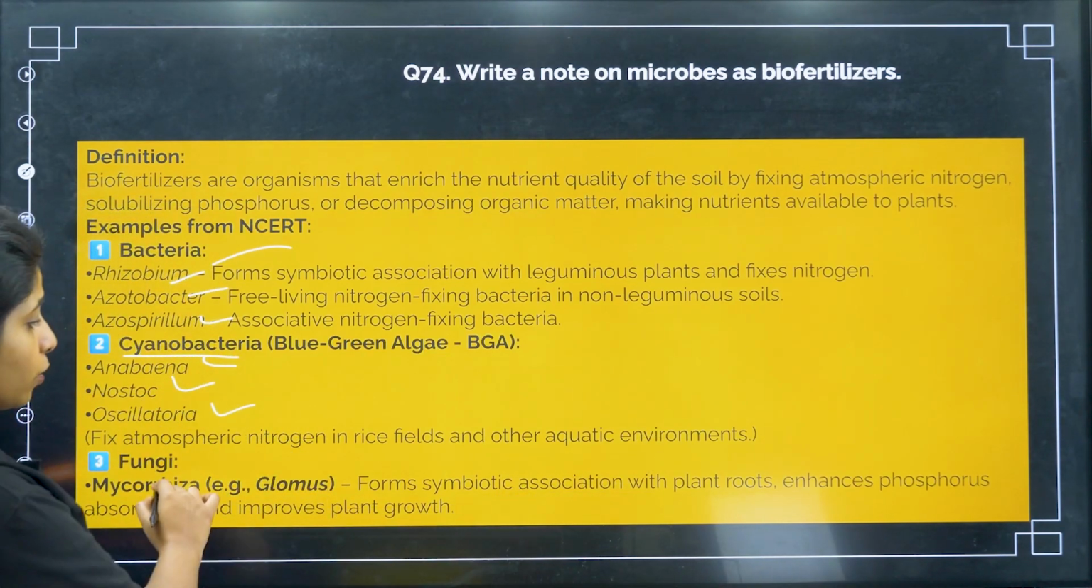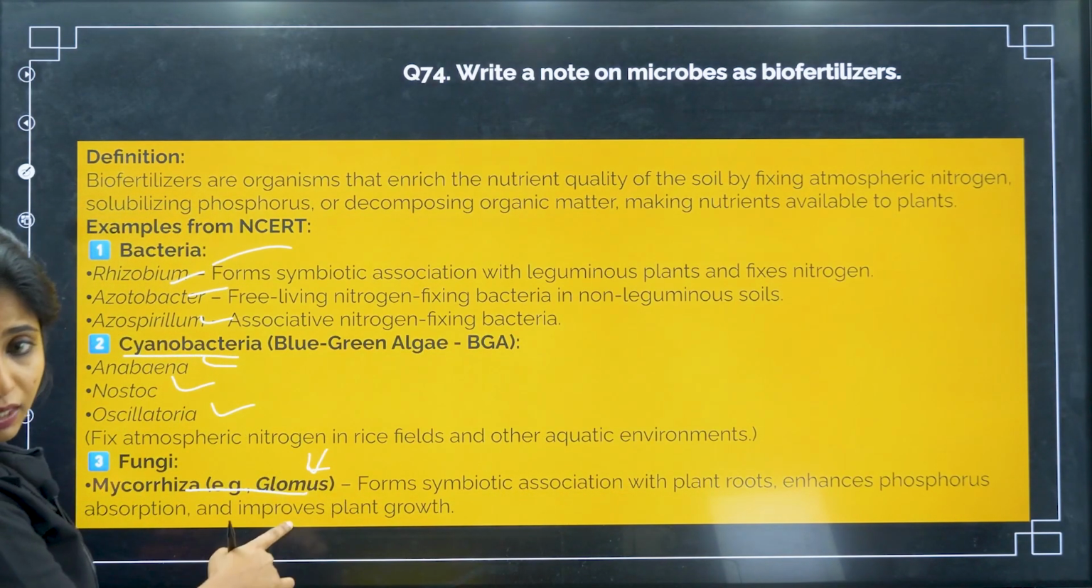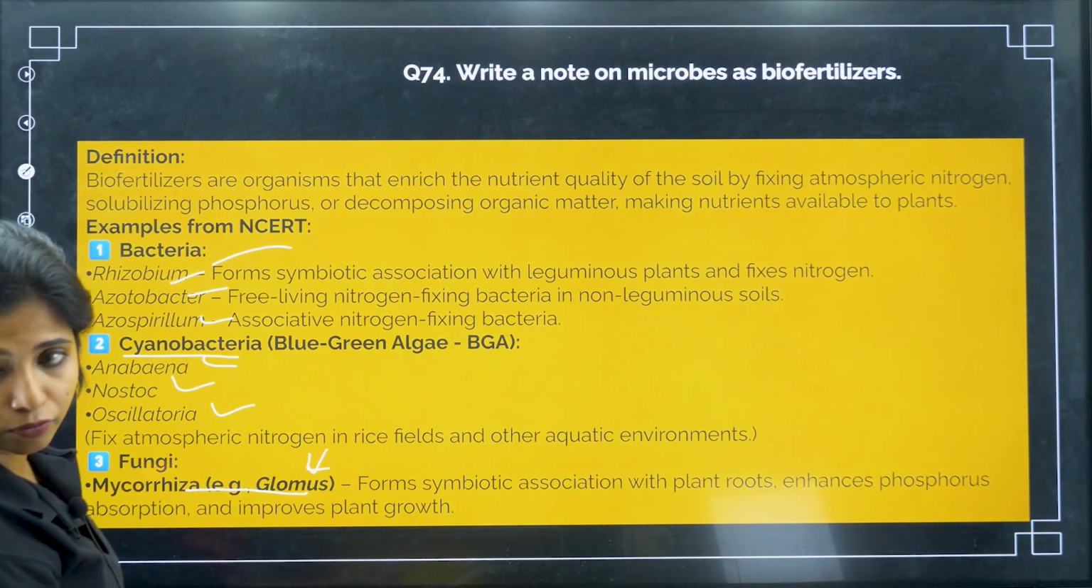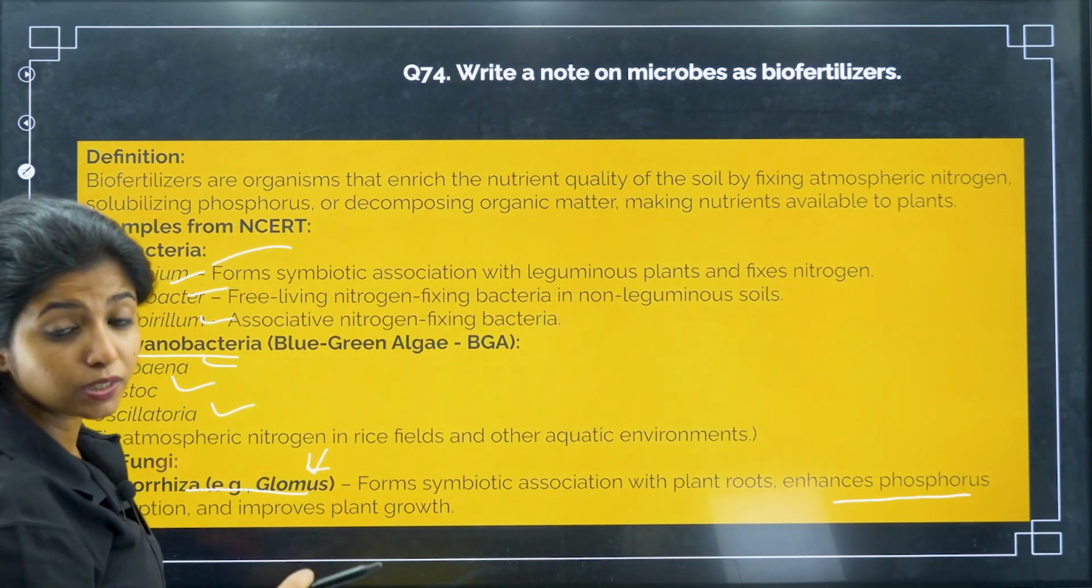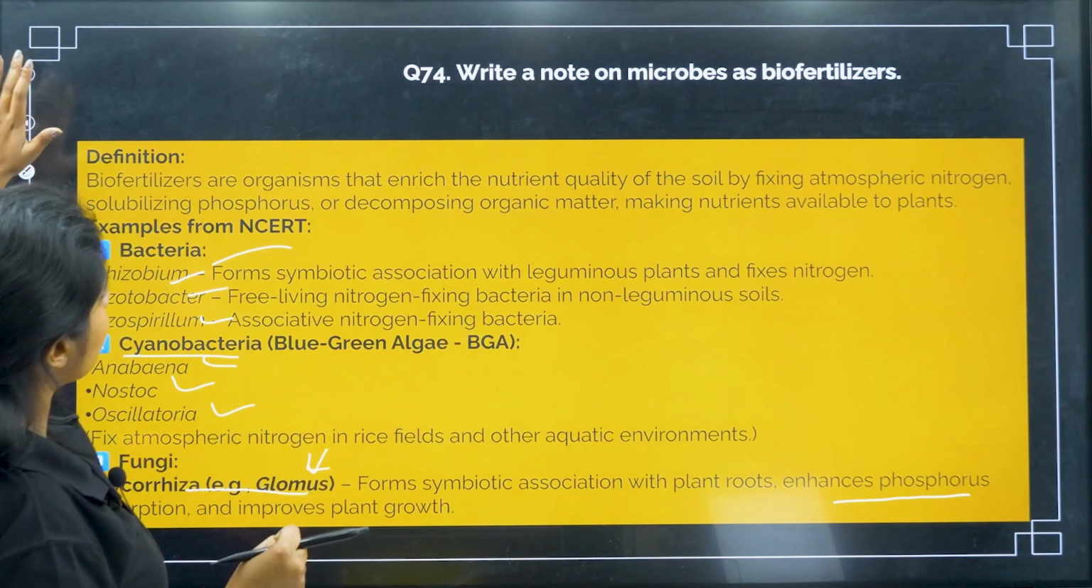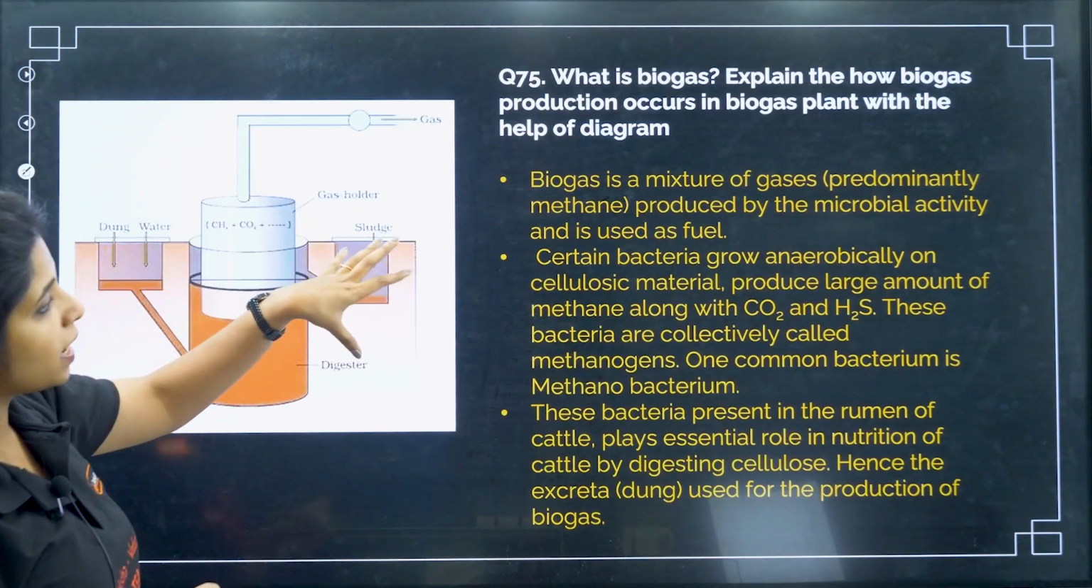Okay, fungi, you have mycorrhiza, my dear children, and it belongs to Glomus. Very, very important. It forms a symbiotic association with plants, everything it helps in. It helps in phosphorus. Please remember, mycorrhiza, the fungi, is helping in absorption of phosphorus. Okay, this is the biogas plant, very much important.